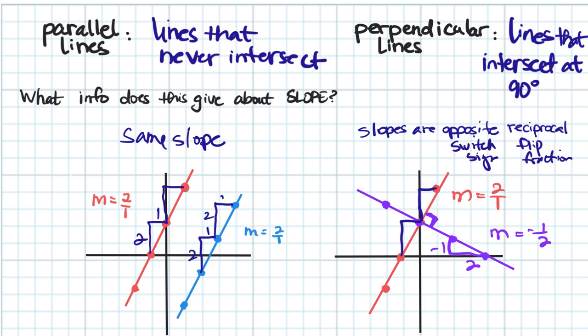Another way that you can check this is the product of the two slopes. If I take 2 over 1 and I multiply that by negative 1 over 2, the product of perpendicular slopes is always going to be negative 1, so that's a check for you.